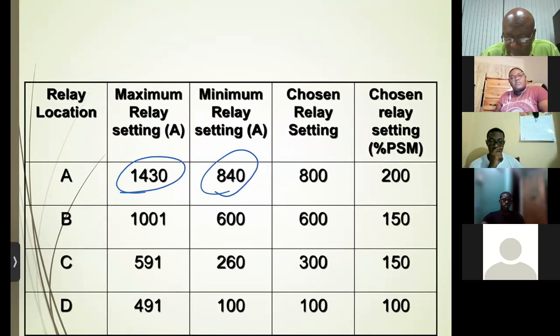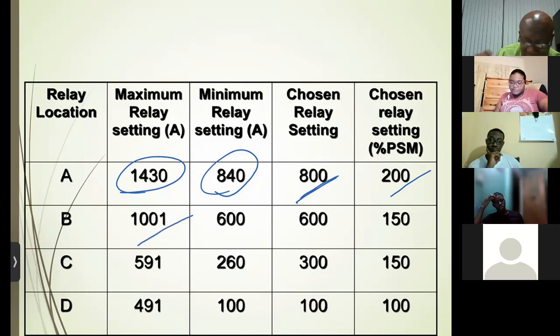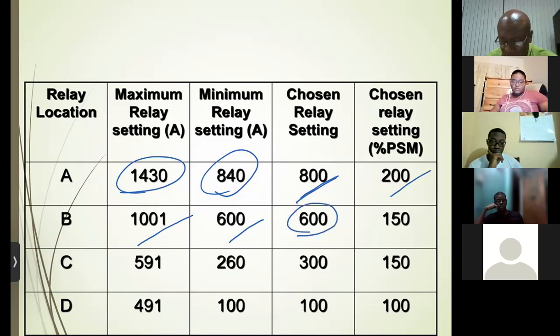And the compromise is 800 amperes, which represents 200%. At B, it's half the minimum fault at C and twice the maximum load at B. So we use a selection of 600, which corresponds to 150% of the 400 to 5.